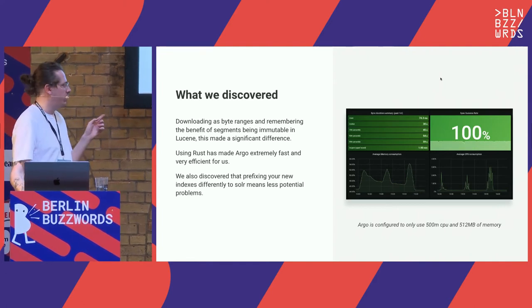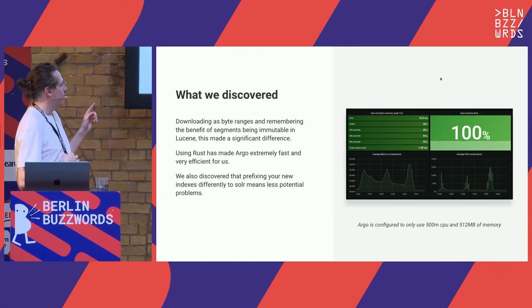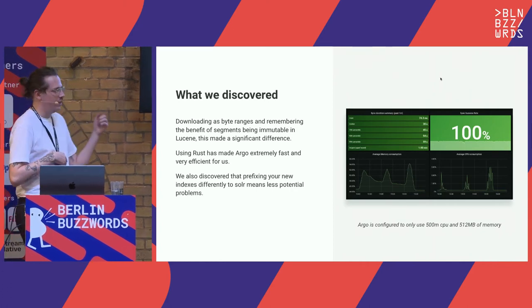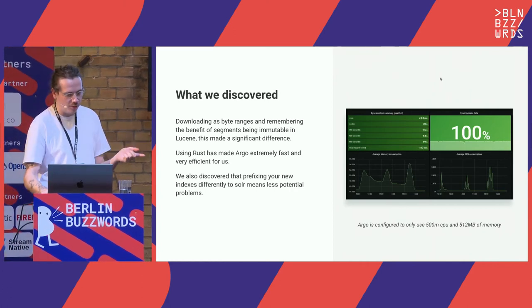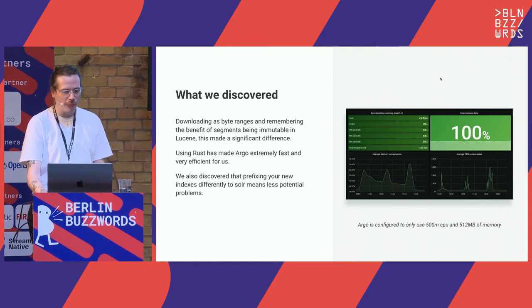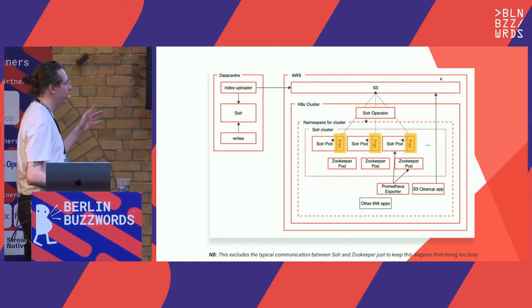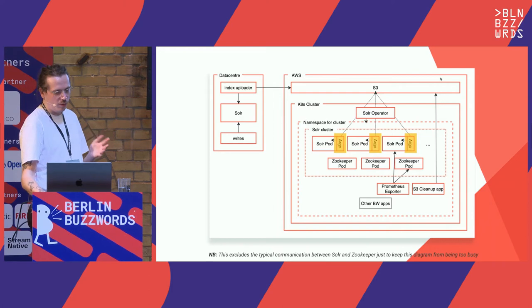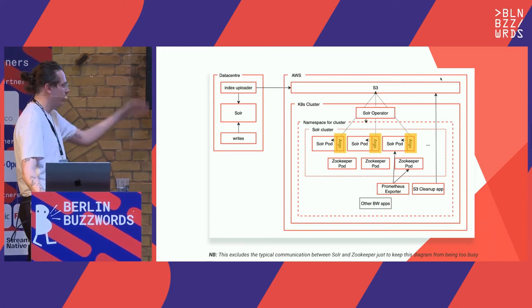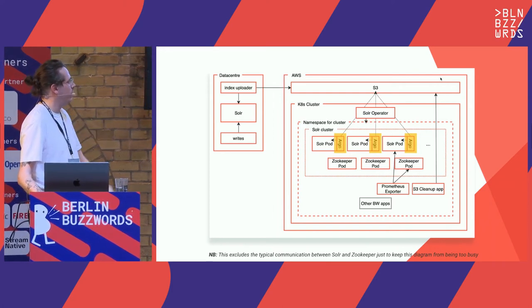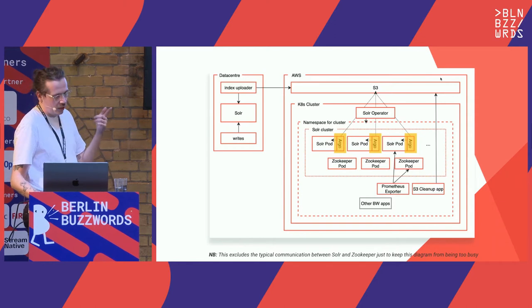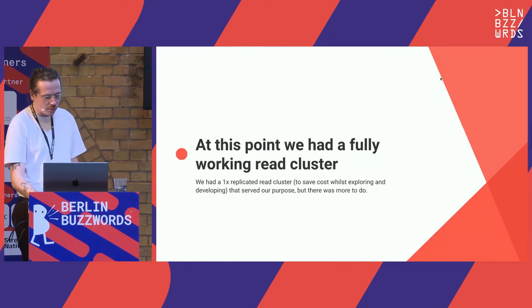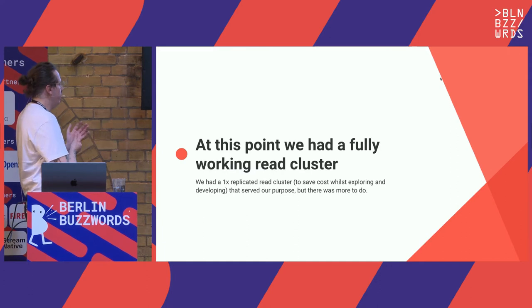We also discovered recently that we should stop Argo prefixing the indexes with what Solr prefixes them, so we now have a different name for them. And so this is Argo. With that, we also introduced the cleanup app, which separates S3 cleanup from Argo. So at this point, we had a fully working read cluster.